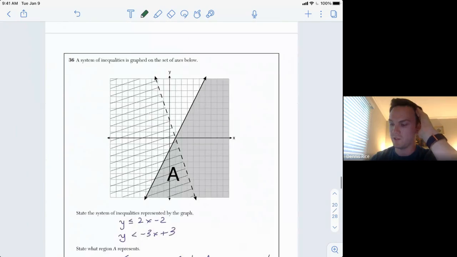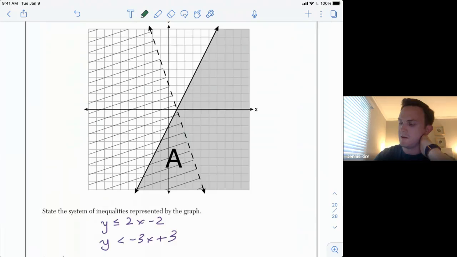Okay. Ooh, this one was good. So this one, you didn't have to graph the system of inequalities. They wanted to know what were the inequalities featured. So what should you do?